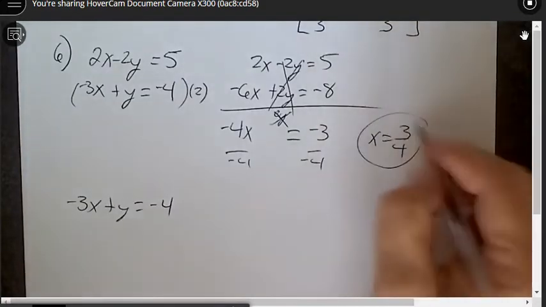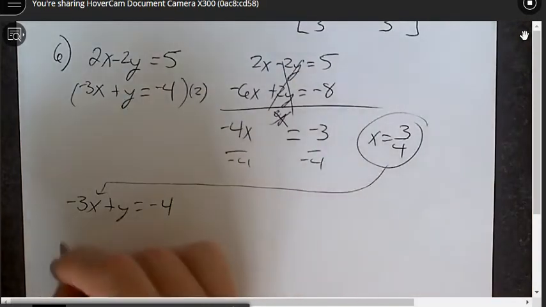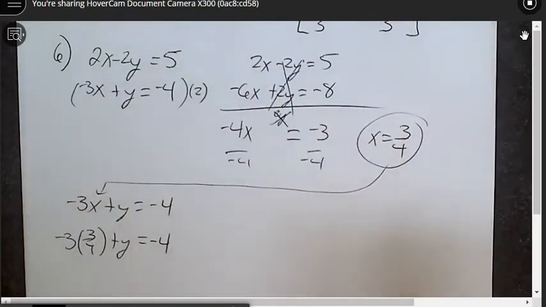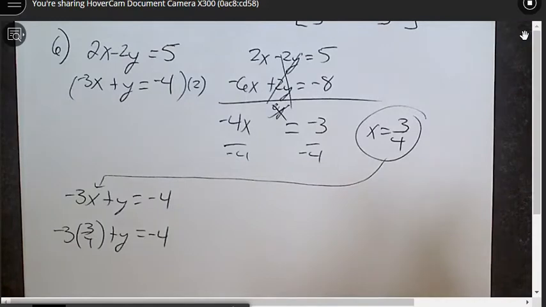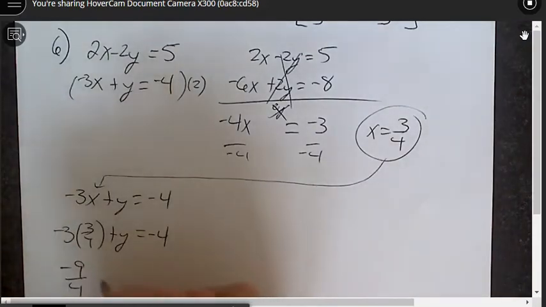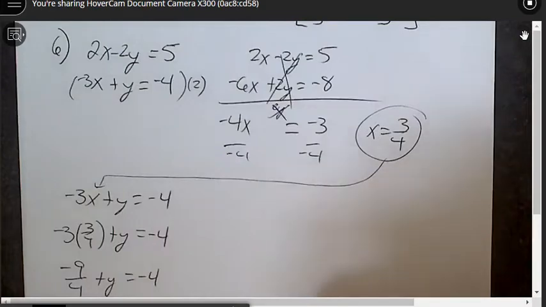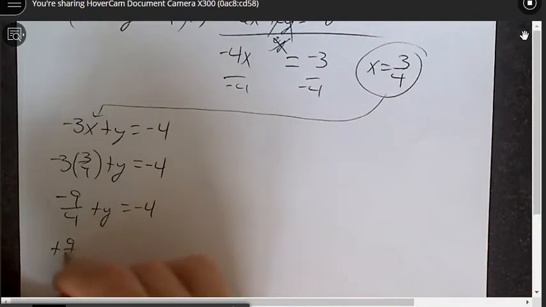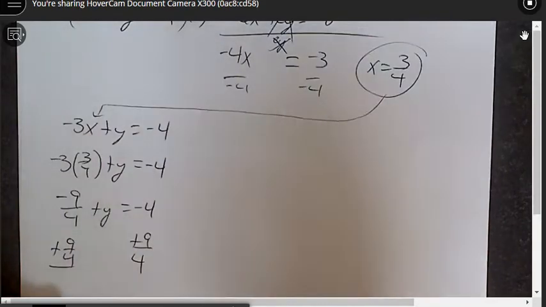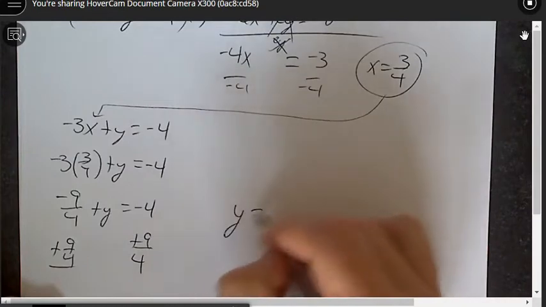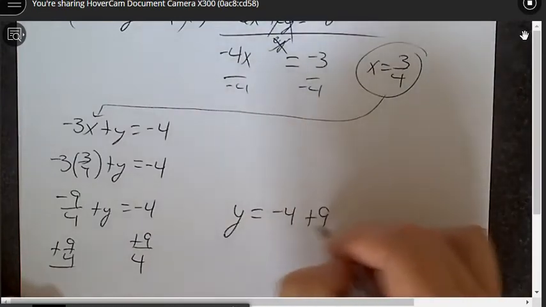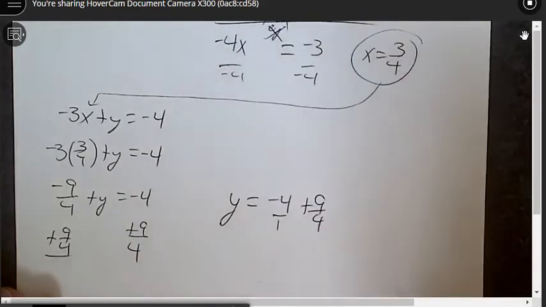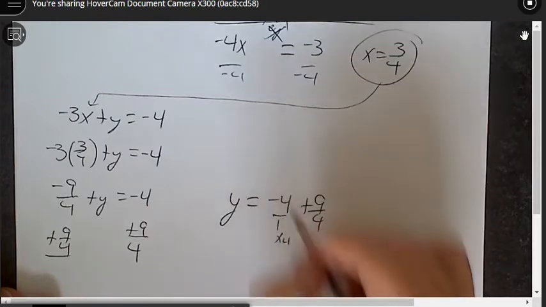So then taking this 3/4 to plug it in for x here, it's -3 times 3/4 plus y equals -4. So that would be -9/4 plus y equals -4. We're going to add the 9/4 to both sides. Okay, and doing that, we get y is equal to -4 plus 9/4. To get a common denominator for this one, basically this is 4/1, so we need to multiply both of these numbers by 4.